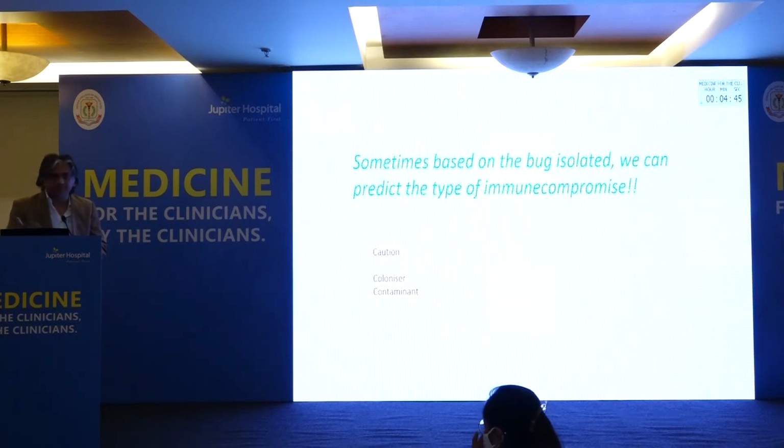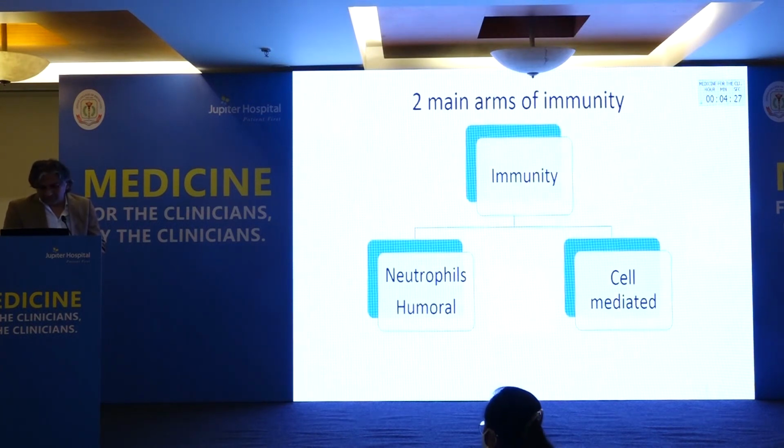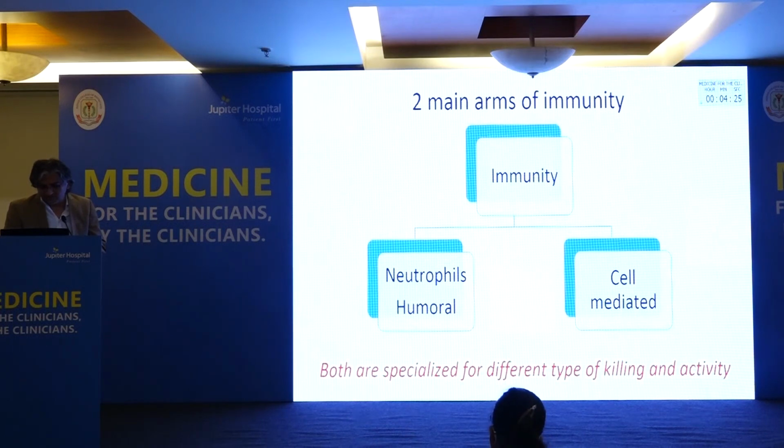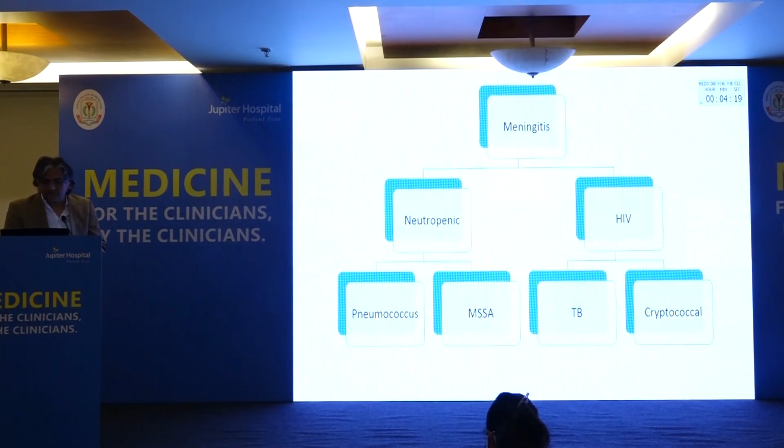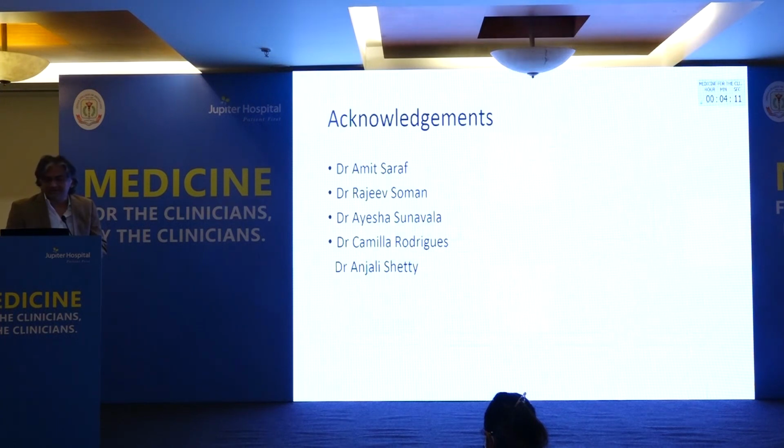But suppose, pediatricians will know this very well. A child comes with recurrent skin infection, then you think of something called CGD, right? So from the bug you isolate from those skin abscesses, you can go back and think, okay, is this CGD, right? So this is what we discussed. So neutrophil, humoral and cell mediated, both are specialized for different type of killing and activity, right? And so now suppose there is a meningitis in a neutropenic patient, you are thinking of pneumococcus or MSSA. In the HIV patient, you are thinking of TB and cryptococcus. So with that I come to the end of my presentation. Thank you.